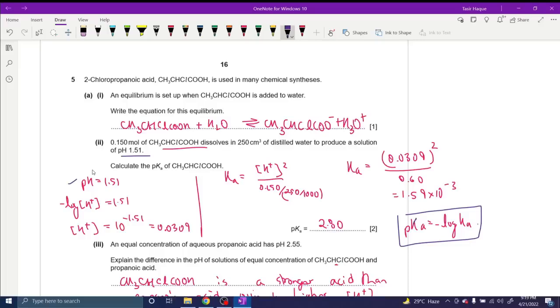Now we know that Ka is equal to [H⁺] squared divided by the concentration of this acid, which is 0.150 moles by 250 cm³, or 250 by 1000. Now if you simplify this, we end up with Ka is equal to 0.0309 squared divided by 0.60. You have to use your calculator answer to get to the final one, which is 1.59 × 10⁻³. Now if you use minus log Ka, you're going to end up with 2.80. It's actually 2.798 or something. It's rounded off to 2.80, to 3 significant figures.